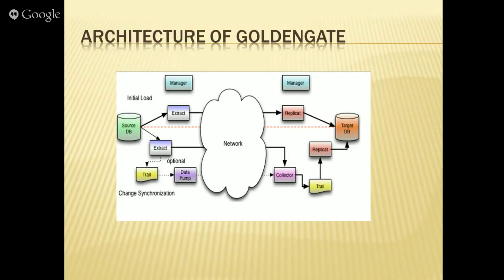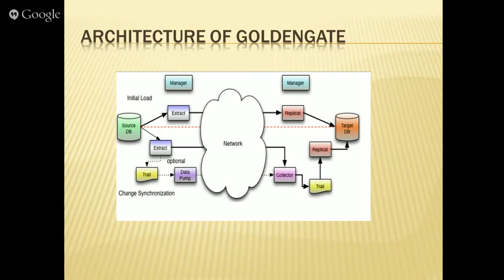And like I said, on the target system, a server collector process internally reassembles and writes the data to an Oracle Goldengate trail, and a replicate process reads the trail and applies it to the target database. This can be concurrent with the data capture or performed later.